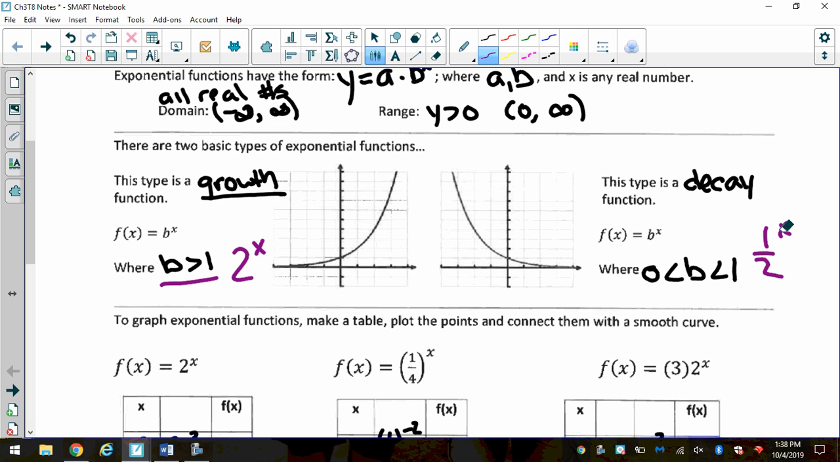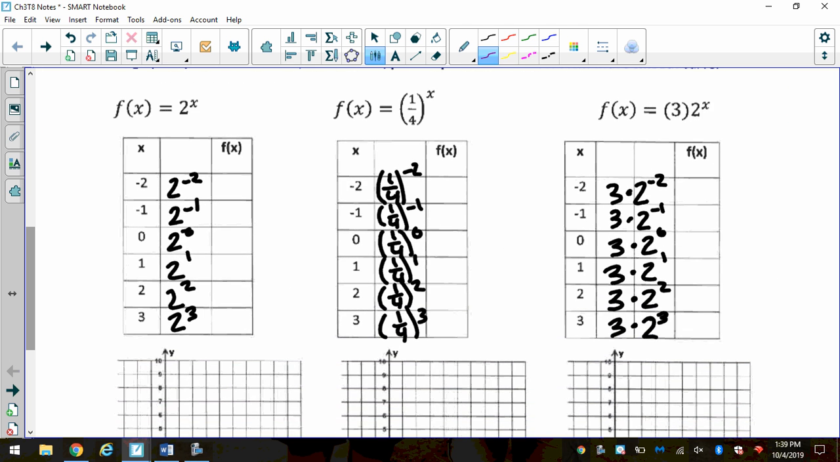You can always plug your equation into Desmos to check which way the function's going. So if it's going up, you're going to say growth. If it's going down, you're going to say decay. So down here, some actual tables. If you type all these into your calculator and we plot the points down here, you'll see what the picture is. You also can always do this in Desmos.